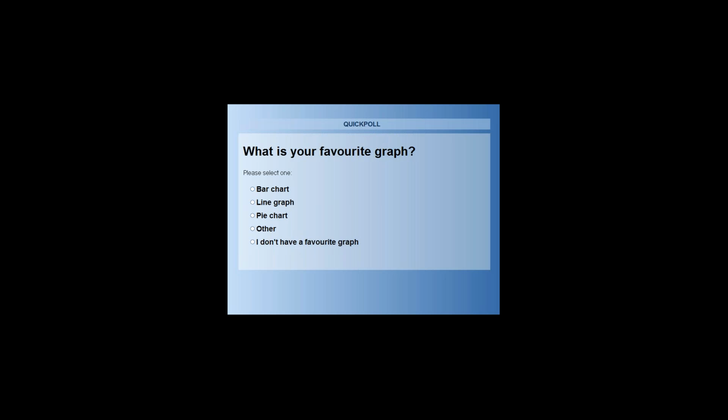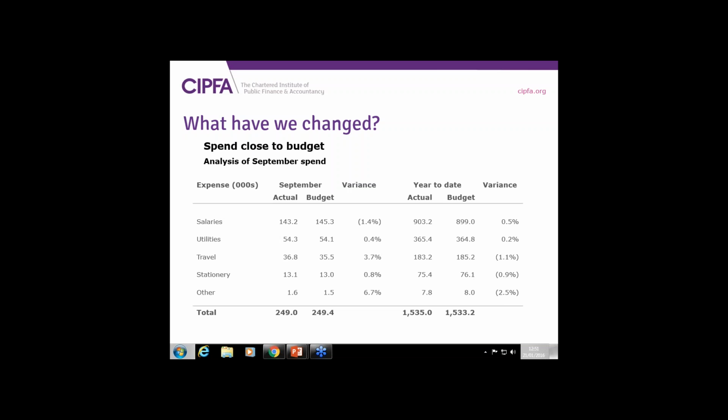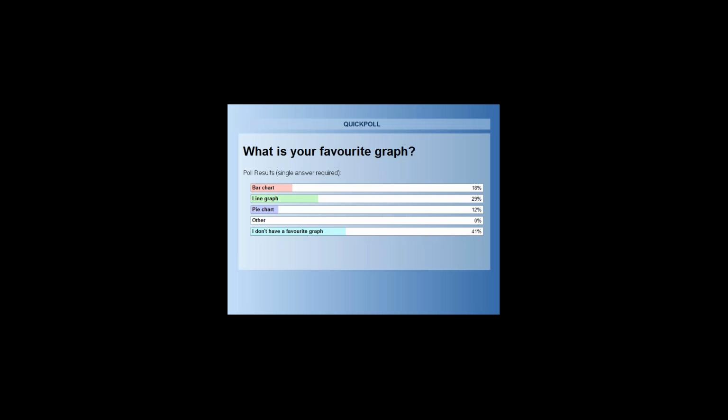So again, most of you have voted. I'll give you 5 seconds or so for those of you who are still agonising over what your favourite type of chart is. And unsurprisingly, I close this down and share it with you. Unsurprisingly, 41% of you say they don't have a favourite type of graph.